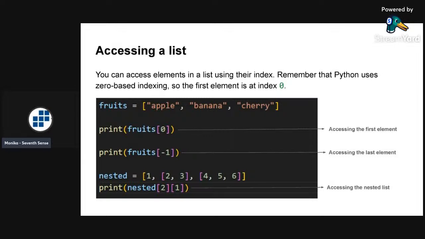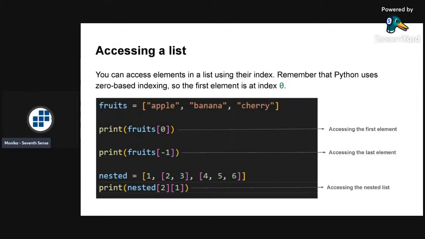Guys, I know it is basic, but in the HR round, these types of questions are what they'll ask, because you'll be clearing all the advanced technical rounds. But if you want to clear the HR round, you should be aware of the basics also. So concentrate on this also. In how many ways can we access the list? We can access the first element, the last element, and the nested list.